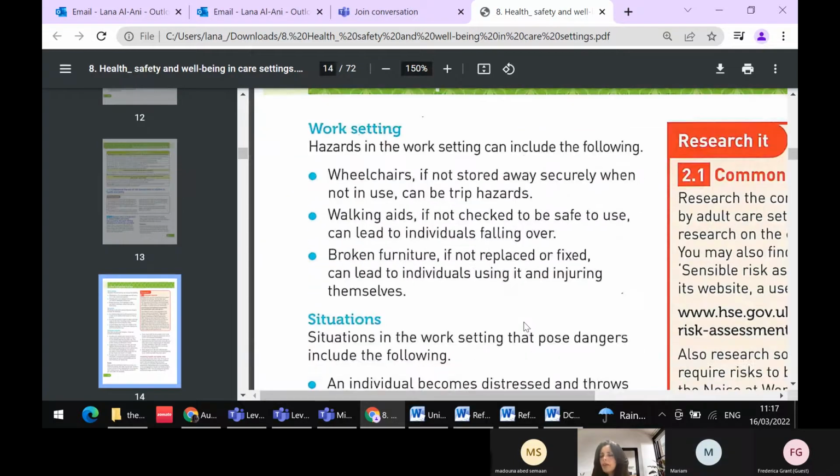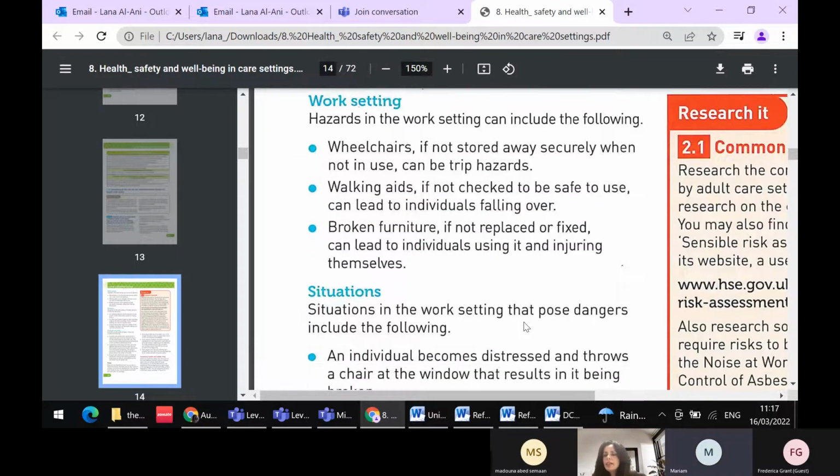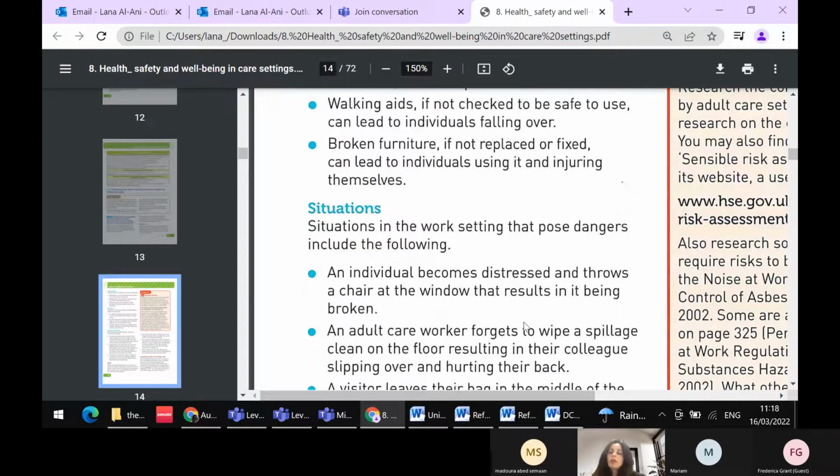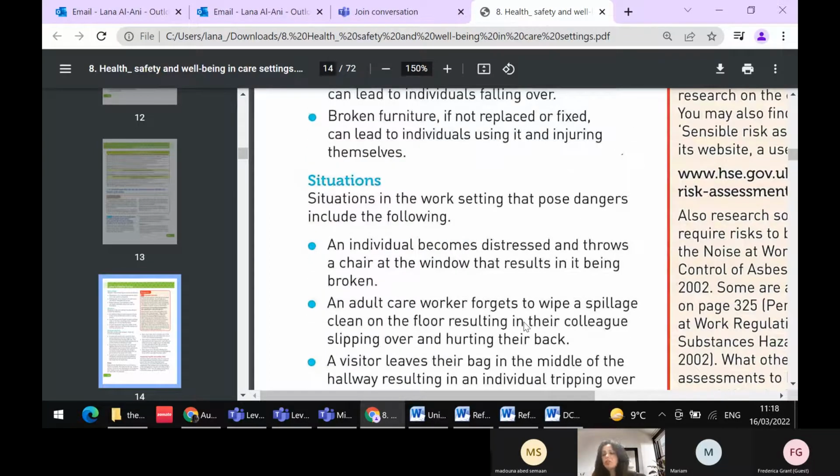Yes. So the hazard in the work setting can include many things. Maybe a wheelchair is not working properly. Walking aids, if they are not checked for safety and people use them, they might fall. Broken furniture, they might sit on it and it breaks when they sit on it, and they get injuries. Also, lots of situations like these might harm people, make them distressed.